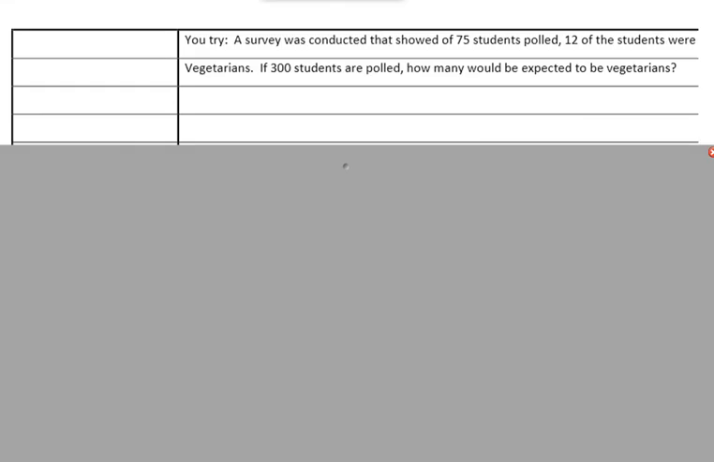Okay, so I'd like for you to write down and try the next example on your own. It says, a survey was conducted that showed of 75 students polled, 12 of them were vegetarians. If we polled 300 students, how many would we expect to be vegetarians? So I want you to pause the video, set up your proportion, and solve for the number of students. Okay, and you should have gotten 48 students. If you're not sure how I got that answer, go ahead and raise your hand and ask one of us and we'll be happy to help you.